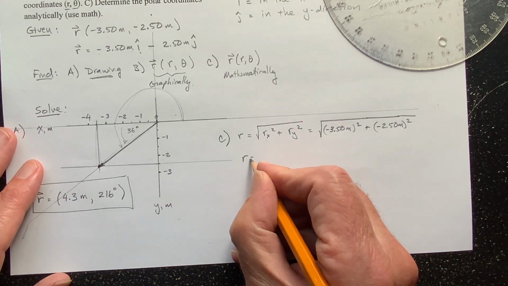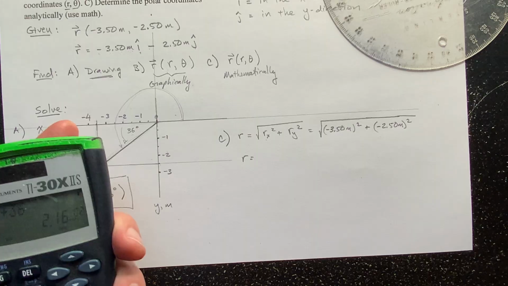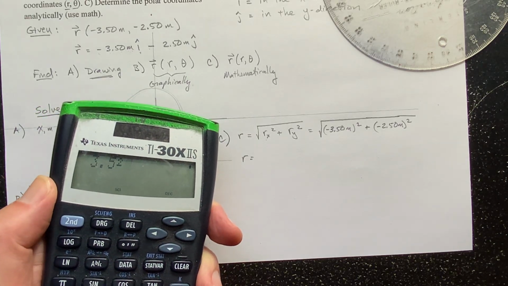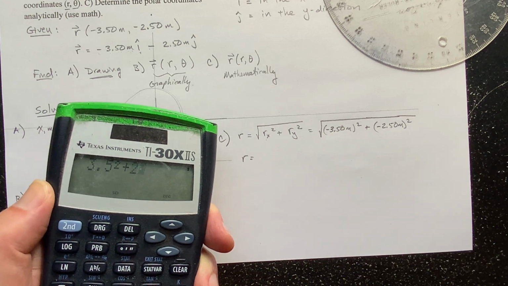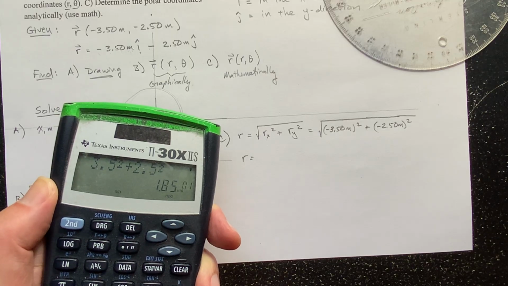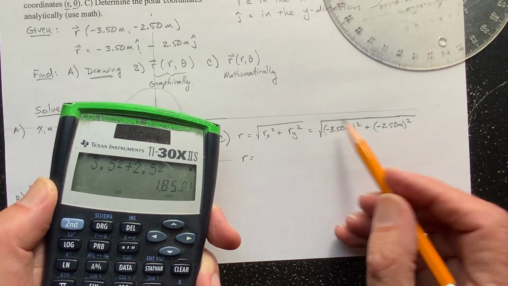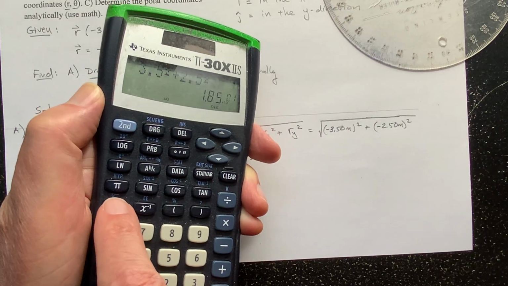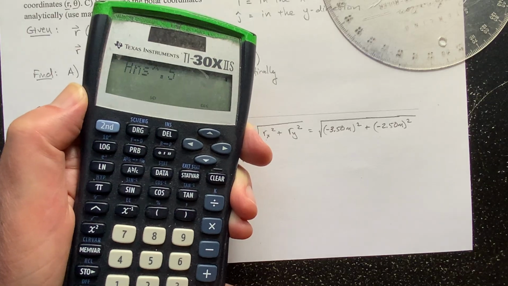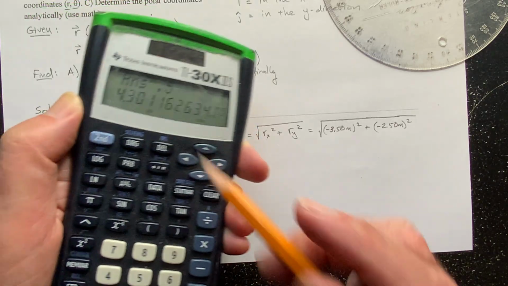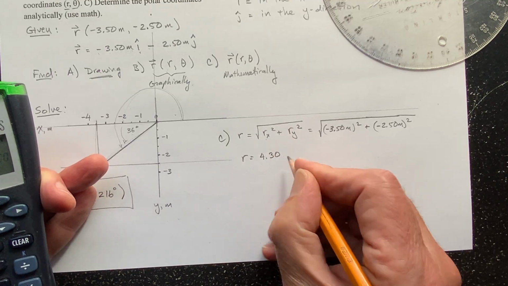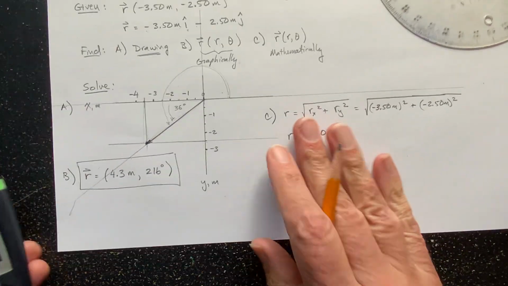All right. So we can drop the negative, right, because it gets squared away. So 3.5 squared plus 2.5 squared equals 18.5. Now I need to take the square root of this. The way I do that is I just raise it to the power of 0.5, and that saves me a couple of keystrokes on my calculator. And I get 4.30 meters.